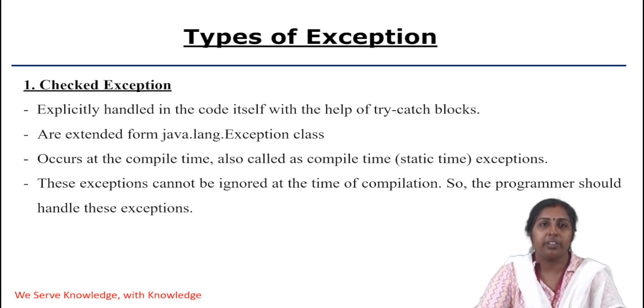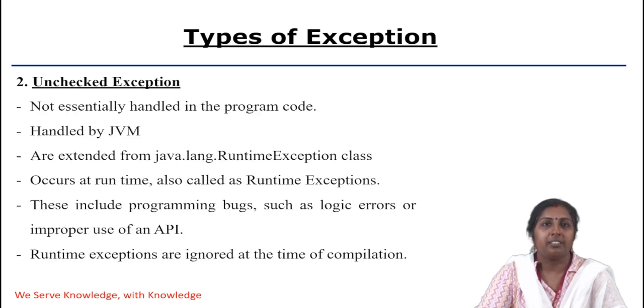This type of exception can occur at compile time, so they are also known as compile time exceptions or static time exceptions. It has to be handled by the programmer itself. This type of exception cannot be ignored at the time of compilation. Appropriate action has to be taken for handling checked exceptions, which can be handled with the help of try-catch blocks written by the programmer itself. The second category is unchecked exception, which is not handled in the program code.